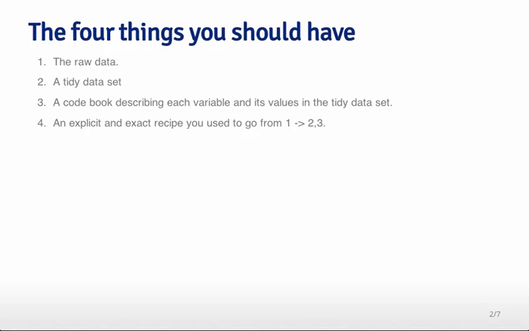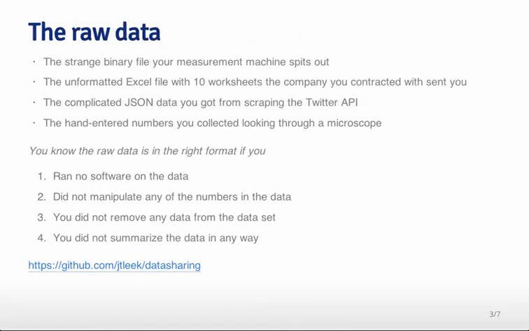So you might imagine each column in your tidy data set corresponds to one variable, and you might want to describe things like the units of those variables in the code book. And the critical part that sometimes is missing, but we're going to learn a lot about in this class, is an explicit and exact recipe that you use to go from steps 1 to steps 2 and 3. In other words, you need to report the exact steps that you took to get from the raw data to the processed data. You can do that in a variety of different ways, but for the purposes of this class, we'll be putting together R scripts that you can use to process data. And those will be the sort of recipe that you can hand off and say, this is how I got from the raw to the tidy data.